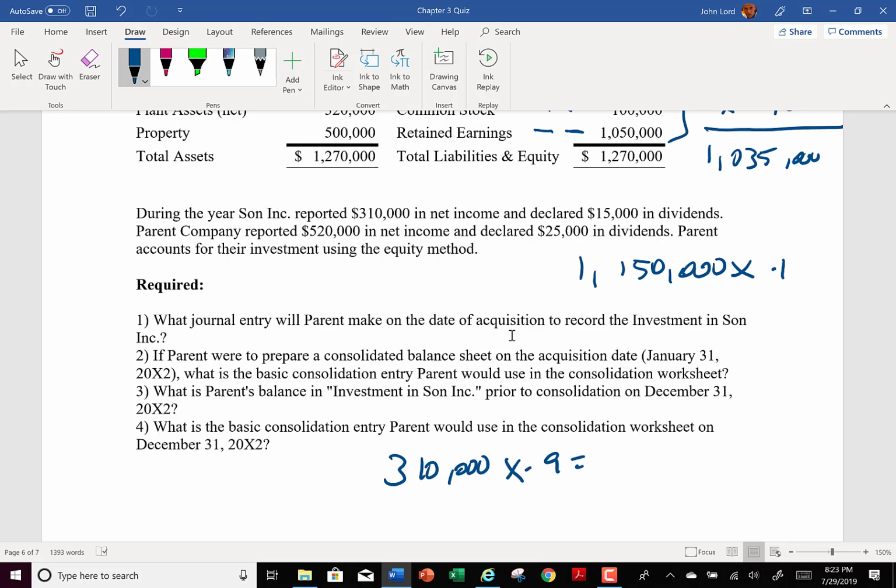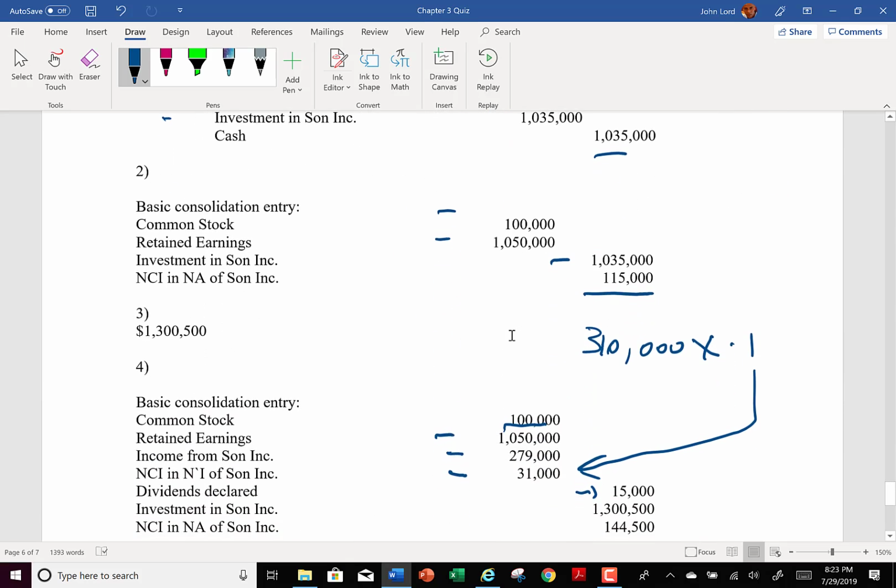And then I would do what? Subtract the dividend. 15,000 times 0.9 is going to give me 13.5 of dividend. And so that gives me an ending balance in the investment account of 1,300,500. So they credit the investment to get rid of it.